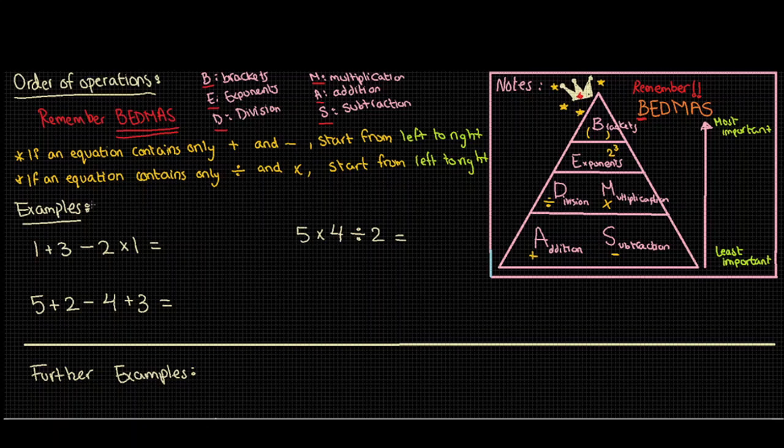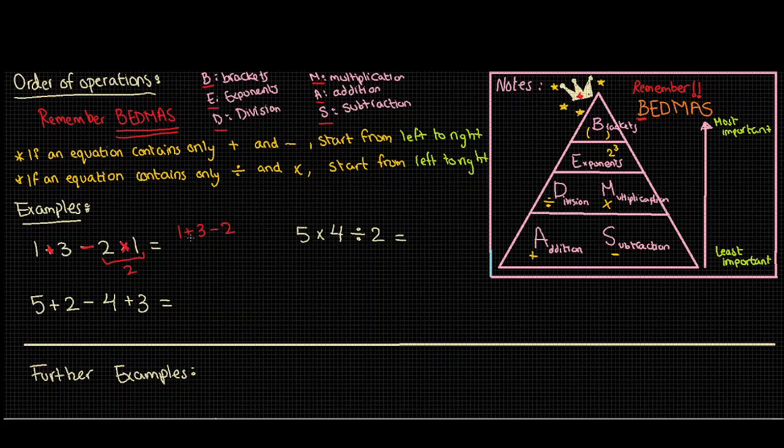So I want you to look at the examples right here. In this example, we've got three operations. We've got addition, we've got subtraction, and we've got multiplication. And according to BEDMAS, multiplication and division are more important than addition and subtraction. So since I find multiplication here, I will start with it. This would be my number one. 2 times 1, that would be 2. And so I rewrite the equation. So 1 plus 3 minus 2.